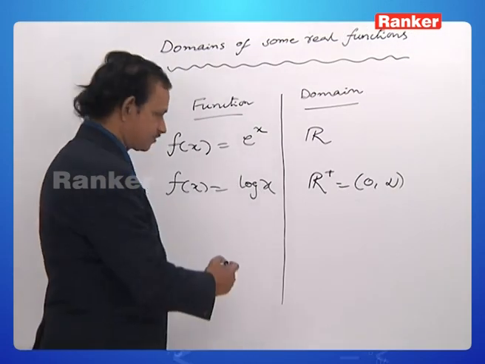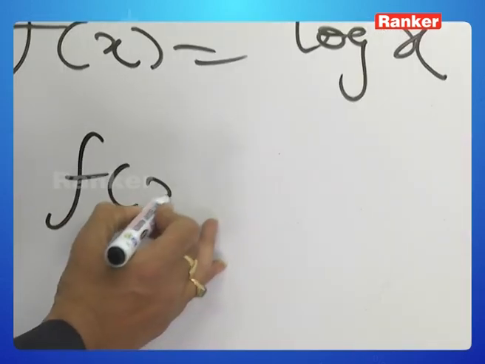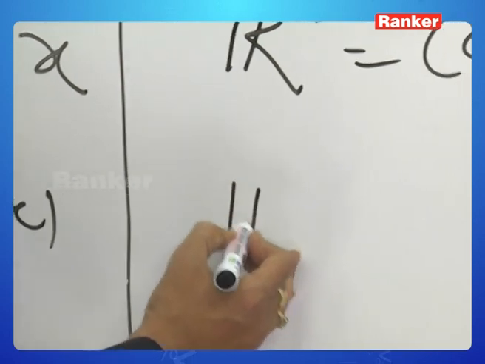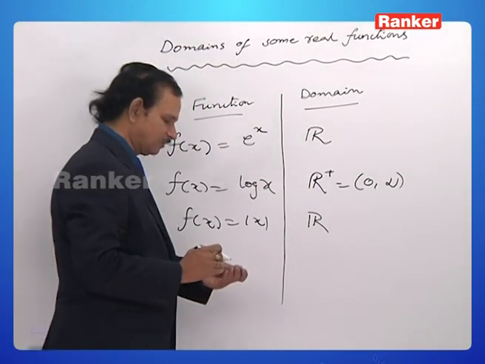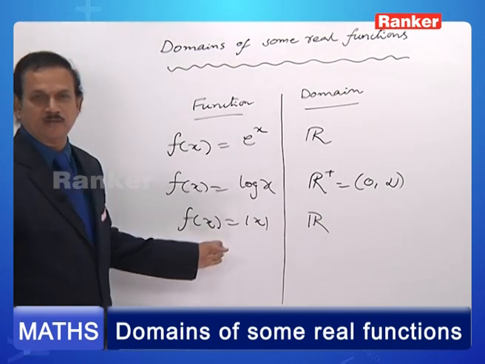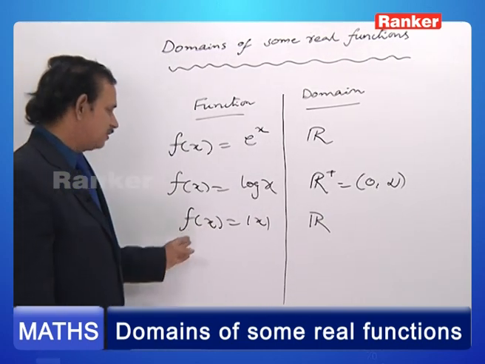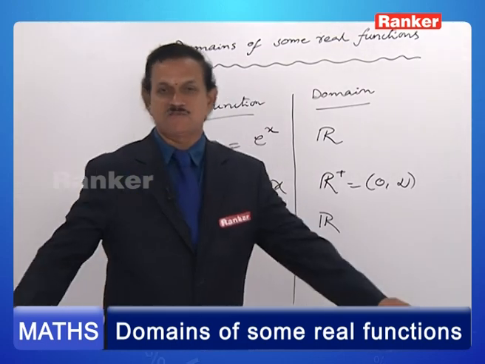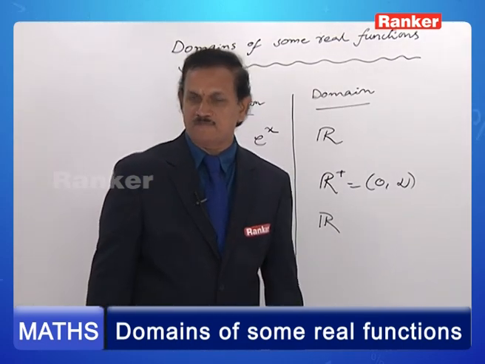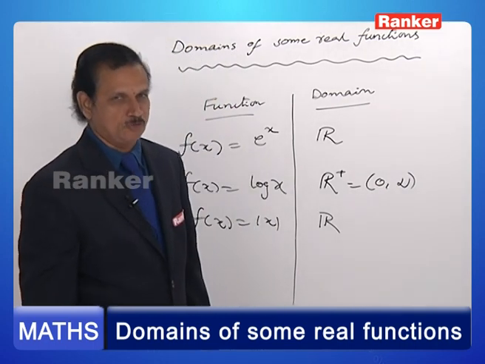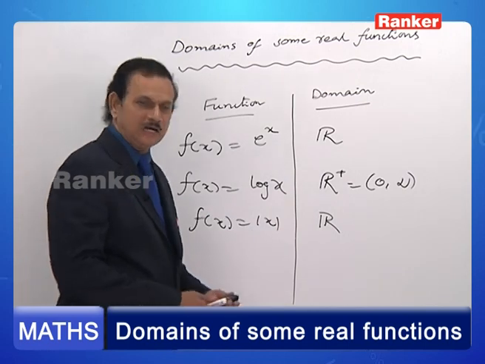Another standard function, that is f of x is equal to mod x. We trace that the domain of this function is also R. Why? Because for any real number you are able to define mod x. That is, for every real number you are able to define f of x. No question of deleting any real number from the set of real numbers. For the domain of f, it is R.